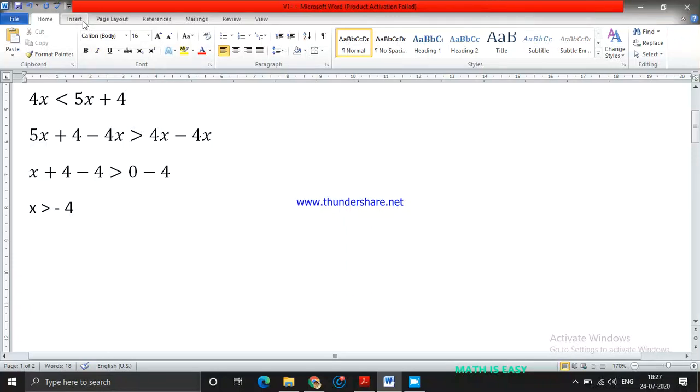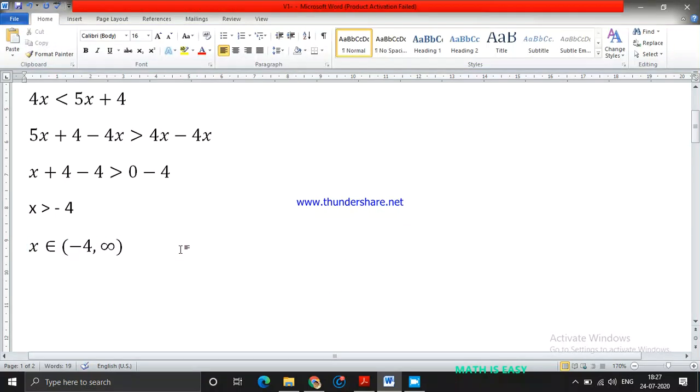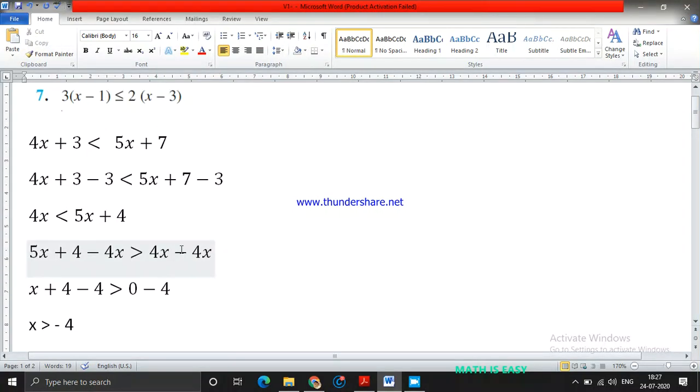If you want to represent it on the number line, you draw the number line. X is greater than, so except minus 4, everything on the right hand side of minus 4. That means open bracket minus 4 to infinity. You can write that way: x belongs to the open interval minus 4 comma infinity. So if you take any number between minus 4 and infinity, this inequality is going to be satisfied.